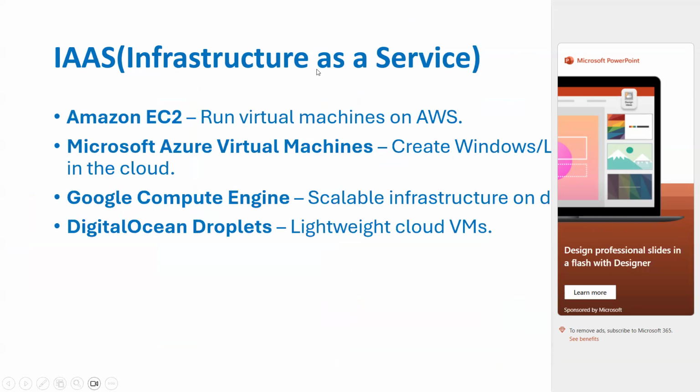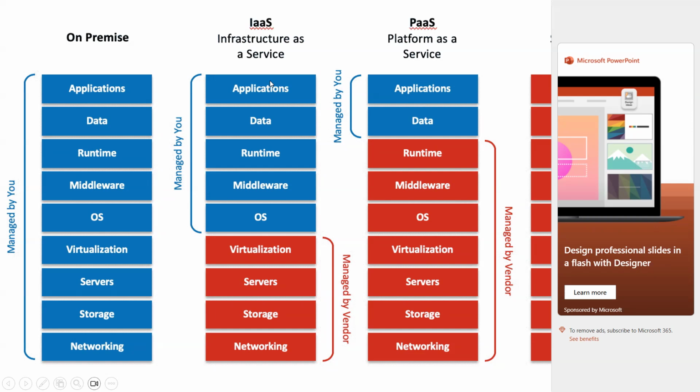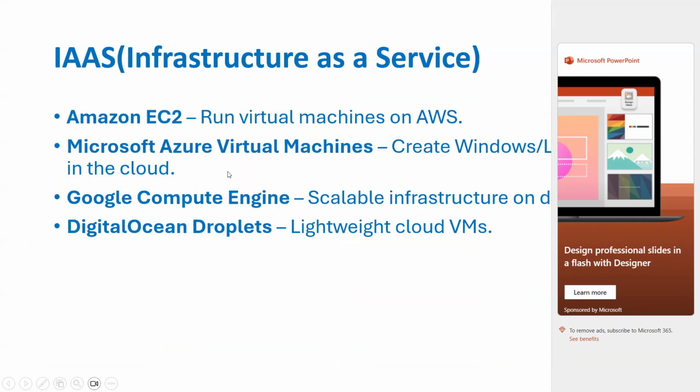What is infrastructure as a service? In infrastructure as a service, application, data, OS, middleware, who takes care of them? You only, means the owner only. You can create the EC2 instance, the Azure virtual machine, Compute Engine, as well as some lightweight cloud VMs in GCP. With infrastructure as a service, you can create your virtual machine, virtual server, and whatever is required with the OS.